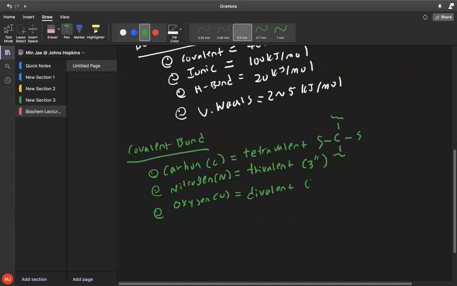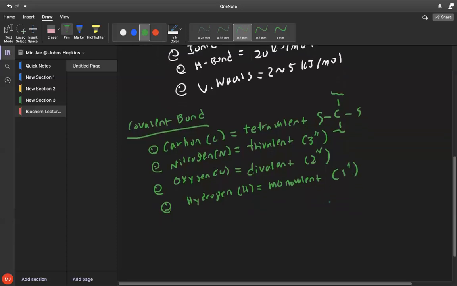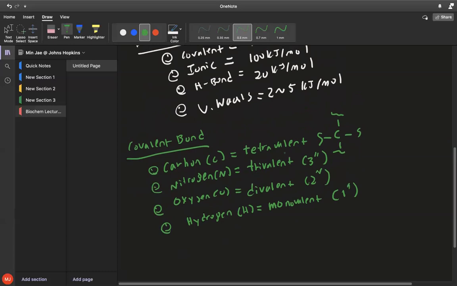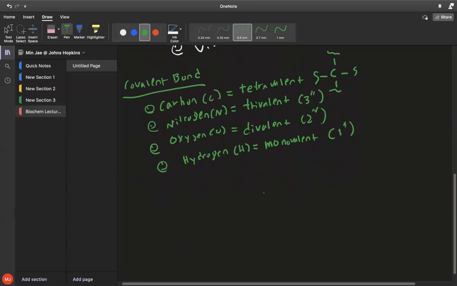Simple Greek prefixes. Last but not least, hydrogen, which is quite important and basically fundamental for all of biochemistry. This one has 1 valence electron, and since it only occupies the s orbital, it will make only 1 bond, which means it will be monovalent. So that is the main characteristics and number of bonds each specific atom can make, based on whether it's monovalent, divalent, trivalent, or tetravalent. Obviously, the number of bonds can change if one atom makes a double bond or triple bond. But these are just some general characteristics of a covalent bond. Now, ionic bond.